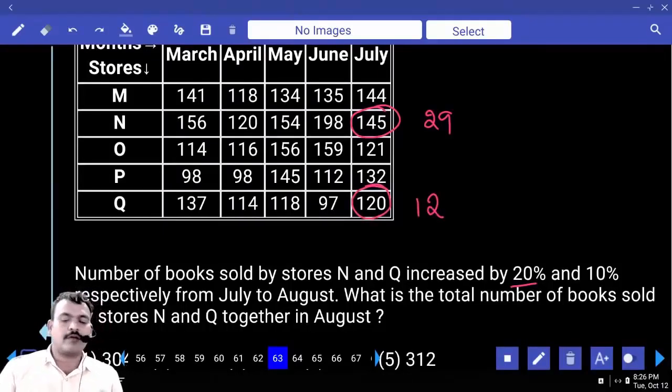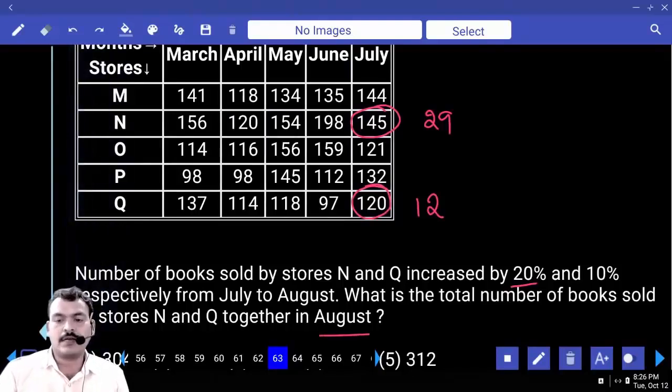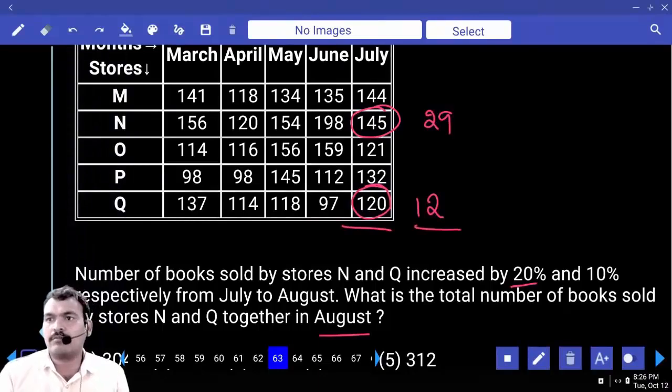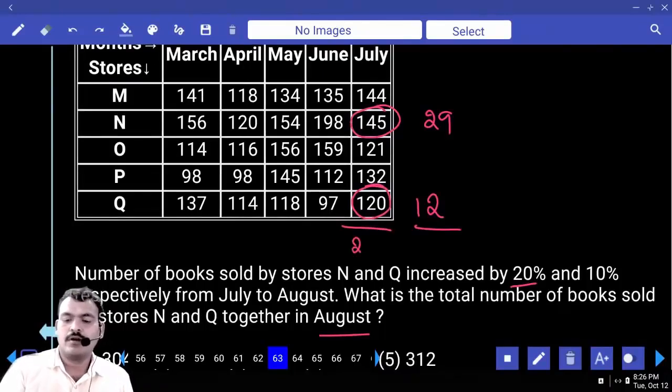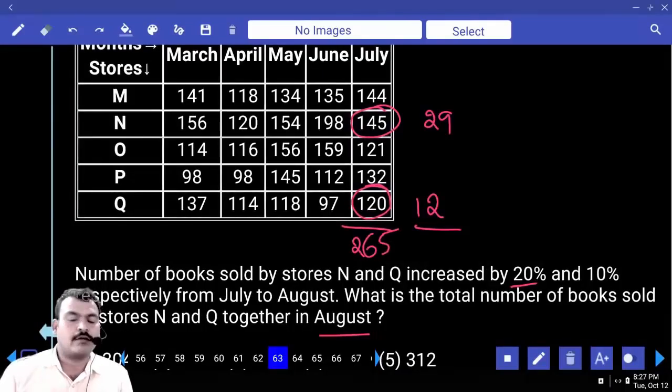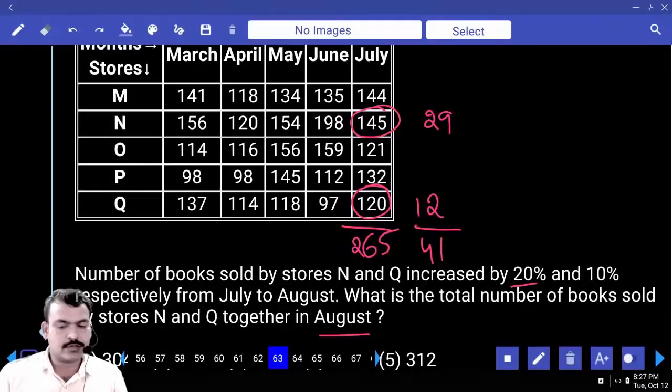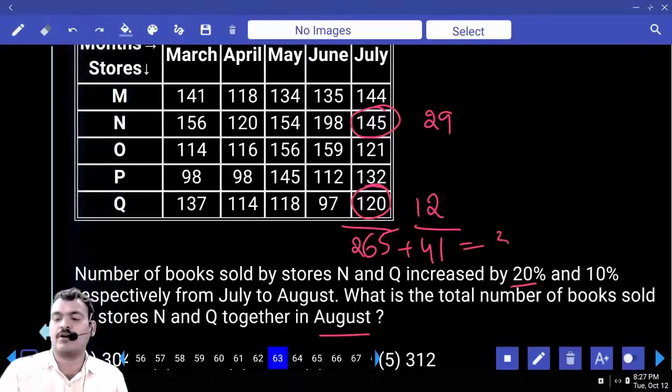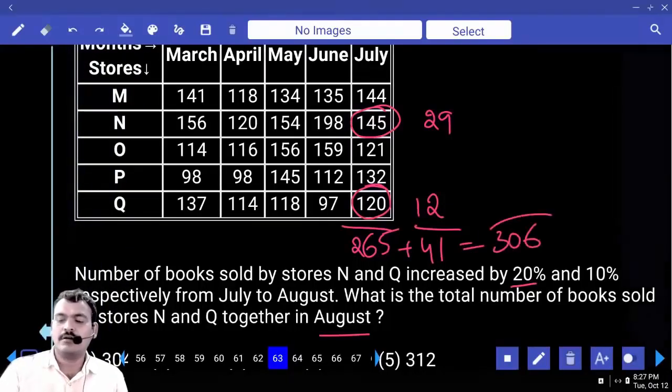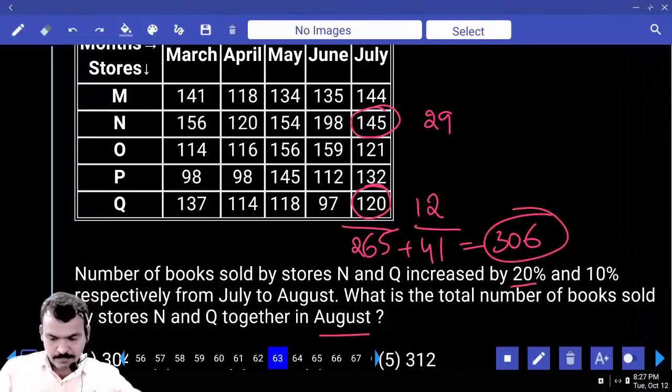Okay. But we required in which month? August or not? Means July value plus increased value or not? July value plus increased value. 145 plus 120. 265. 29 plus 12. 41. These two are adding or subtracting? Adding. 265 plus 41 how much? 306. Which option? Fourth one.